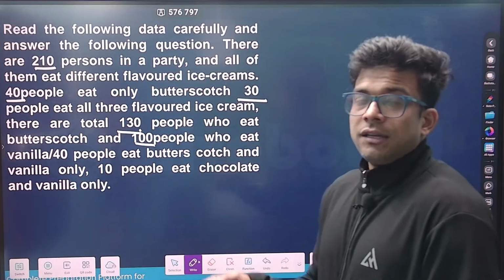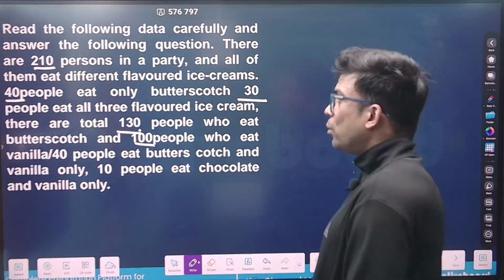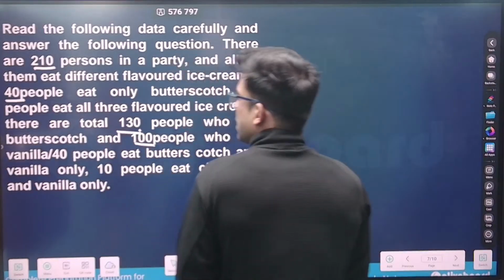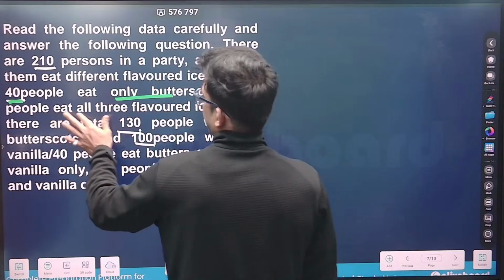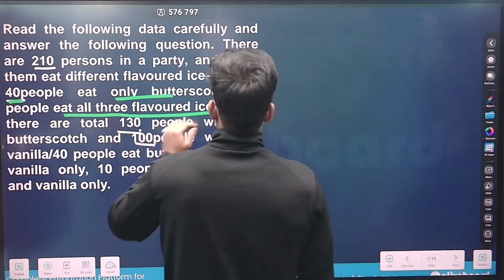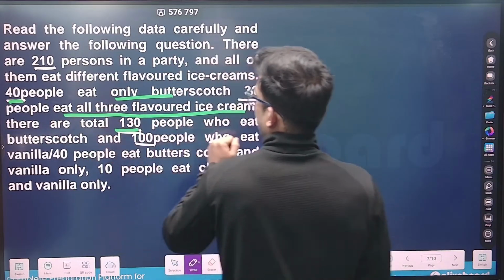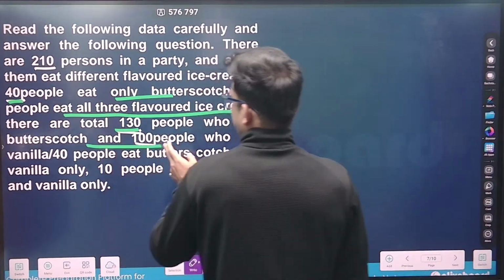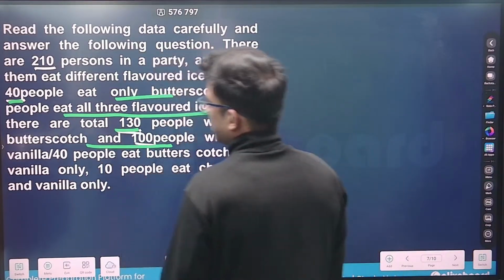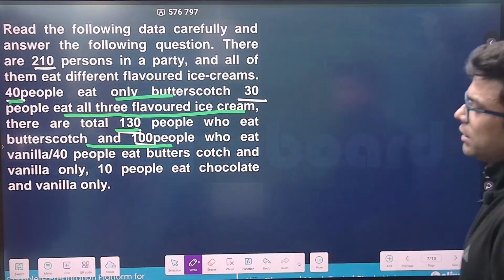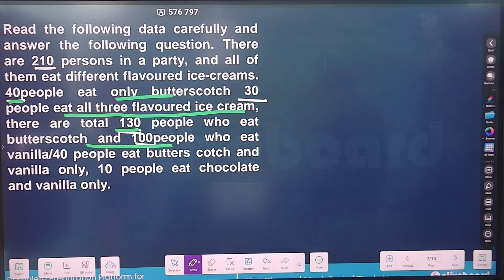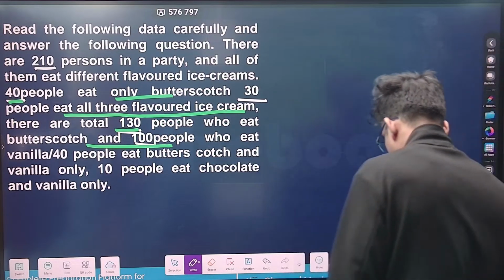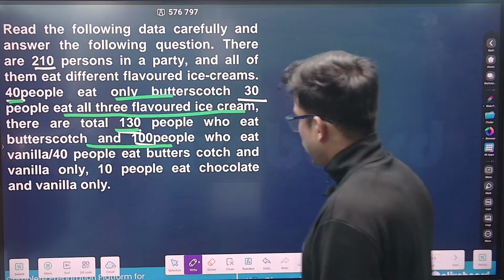Now understand how this is overlapping. Now you have only 210 persons in a party. How can 40 people eat only butterscotch, 30 people eat all the 3 flavored ice creams, 130 are total people who eat butterscotch and 100 people who eat vanilla. So a lot of information is there. So can I say this is a constantly a case of overlap? Yes, this is a case of overlap.